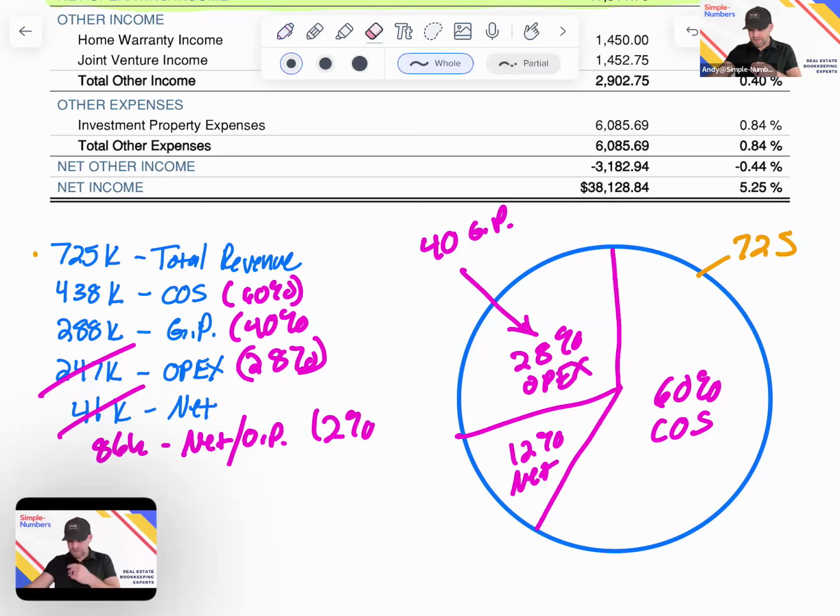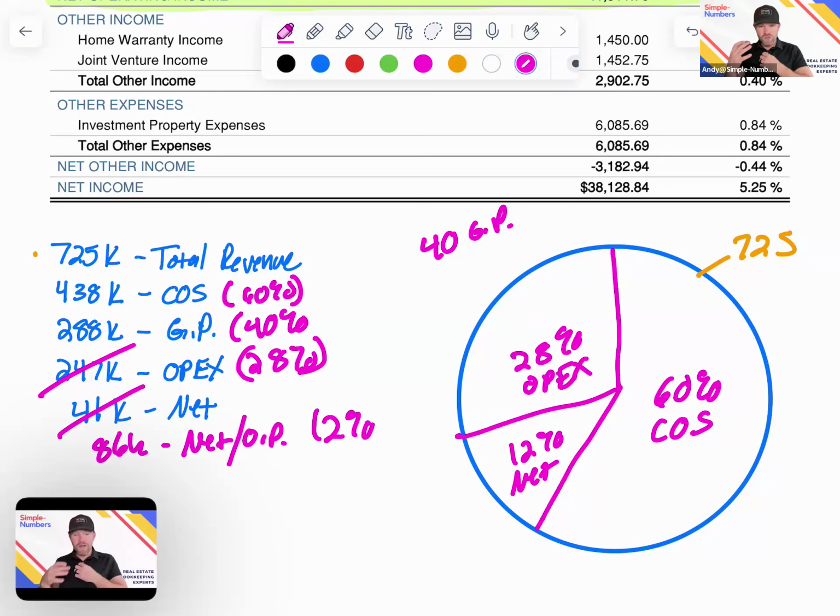So the question is, is there an issue here? And I guess it depends if you ask this person. I think there is. If you're running a 12% margin, it's just not a lot of money, right? Even if you're happy with 12% on 725,000, it's just not a lot of money. It's $86,000. This person could go sell real estate with their eyes closed and make that kind of money, right? And so that's the issue.